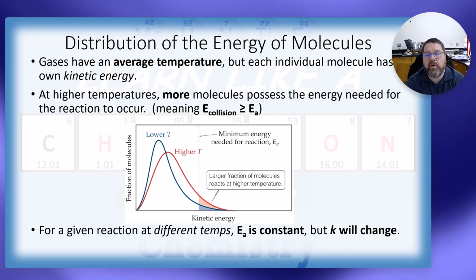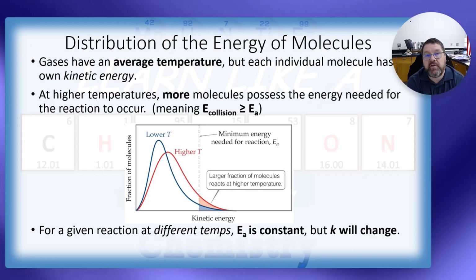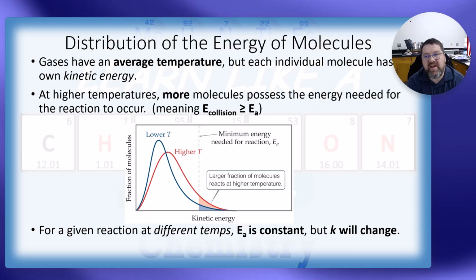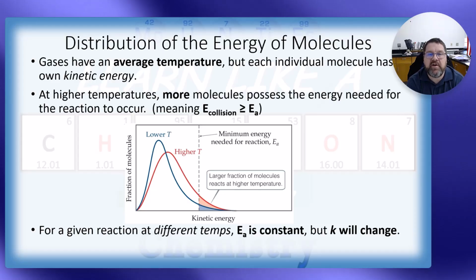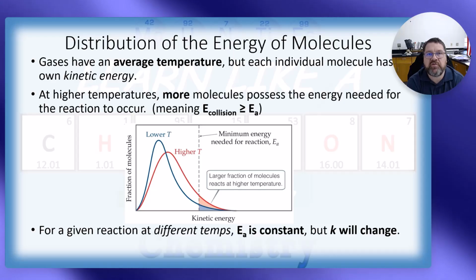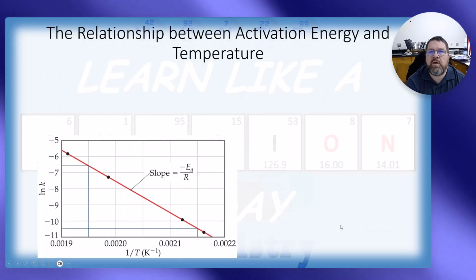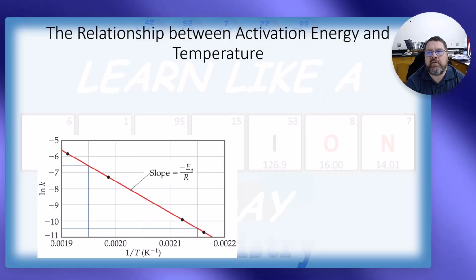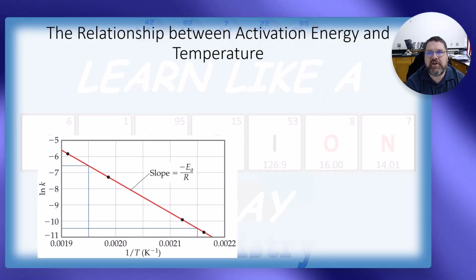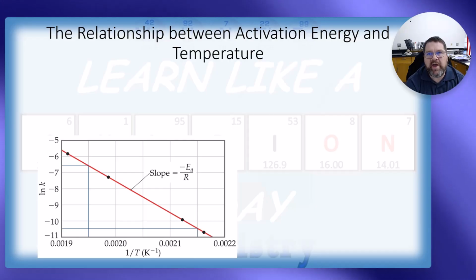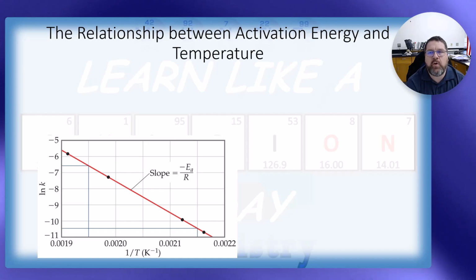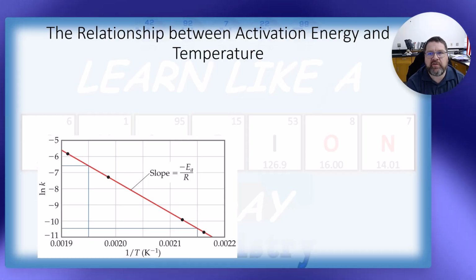All right, for a given reaction at different temperatures, the activation energy is going to be the same, but the K value is going to change. And so we're going to be able to use that changing K value with changing temperatures so that we can relate and find the activation energy of a given reaction when the temperature is being changed. We can do it one of two ways. We can do it graphically, or we can modify that Arrhenius equation if we know a couple of data points.